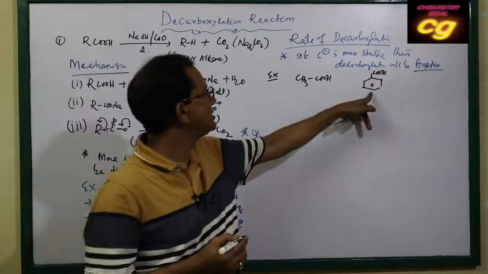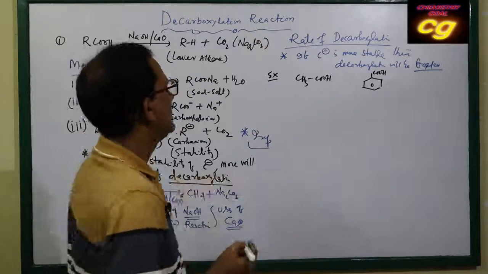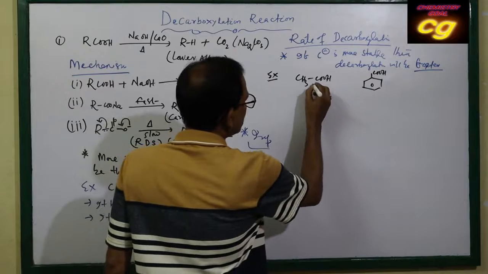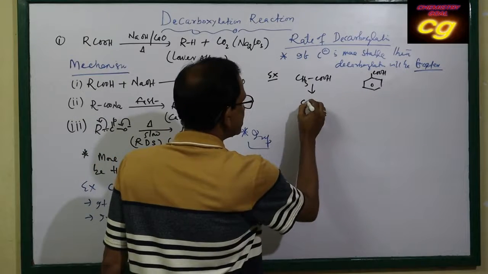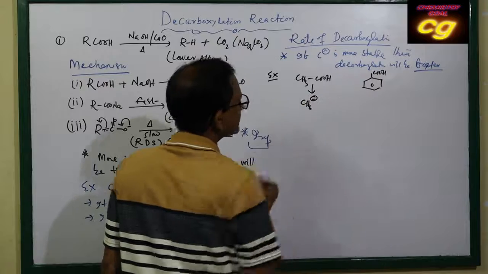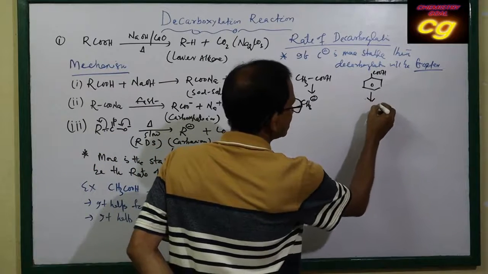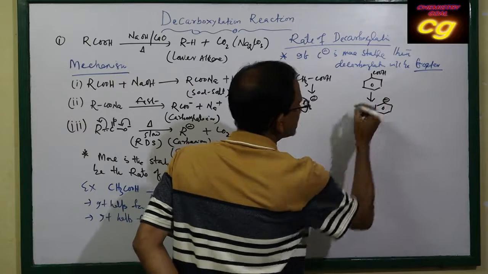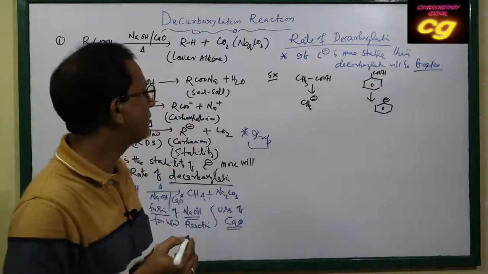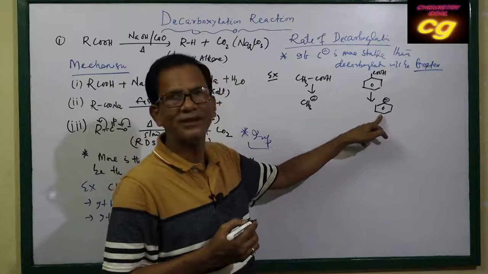Decarboxylation of benzoic acid and decarboxylation of acetic acid. But if you see what is the carbanion form, the carbanion is CH3 minus. Here, which carbanion is this? This carbanion is the phenyl carbanion. But if you compare the stability, this carbanion is less stable.